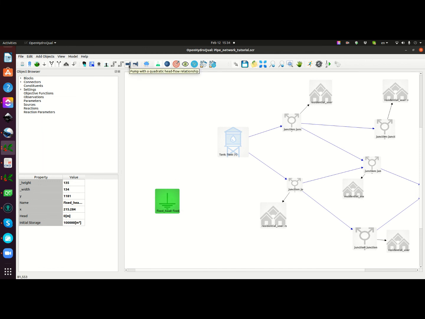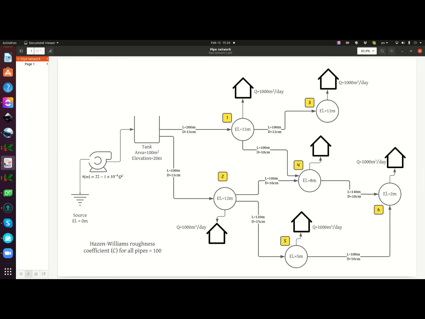Next, I'll add a pump. So basically, this is the pump that I'm going to add. It's a pump with a quadratic head flow relationship, and that's consistent with the head flow relationship that we have here. This H is the head of the pump, and then we have this quadratic relationship between the head of the pump and the flow rate.